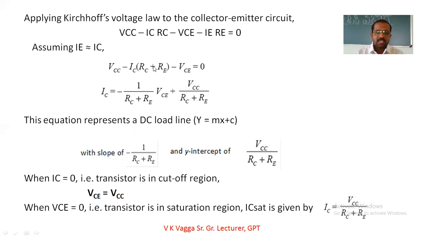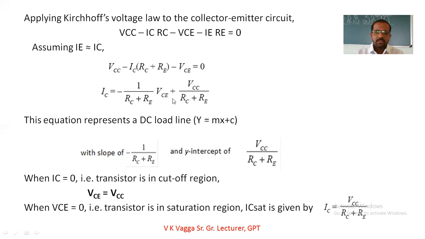VCC minus ICRC, and plus into minus is equal to minus, IE into RE, minus VCE is equal to 0. After that I am going to take this IC to the RHS. So IC into (RC plus RE) is equal to VCC minus VCE. And if I take RC plus RE to the denominator, I get IC is equal to minus 1 divided by (RC plus RE) into VCE, plus VCC divided by (RC plus RE).